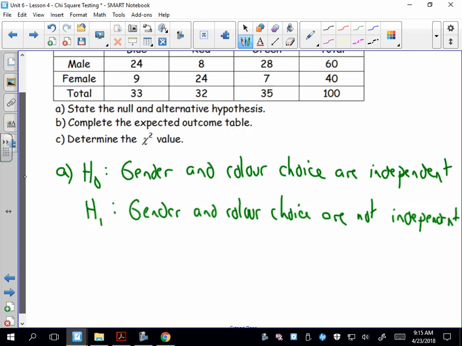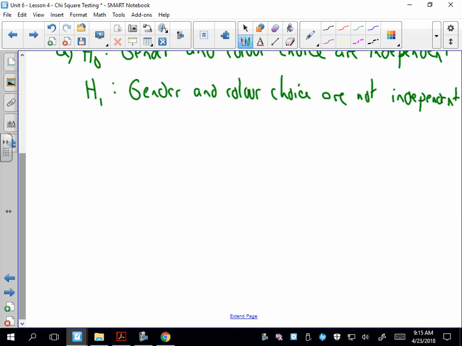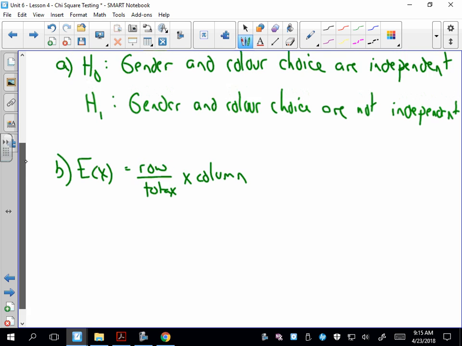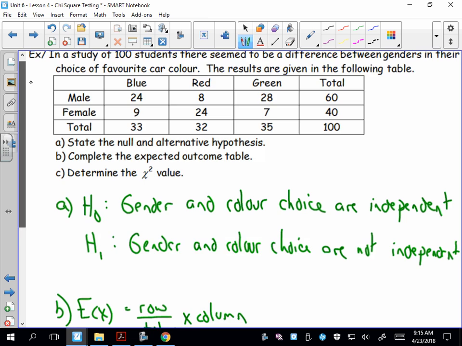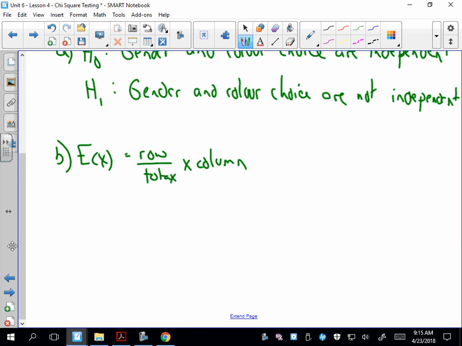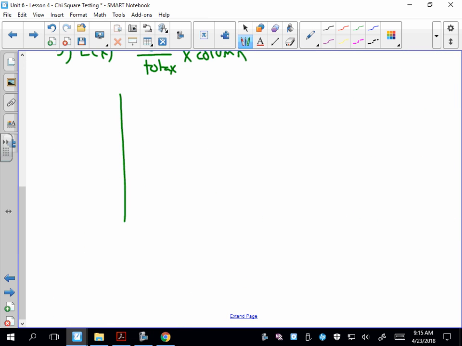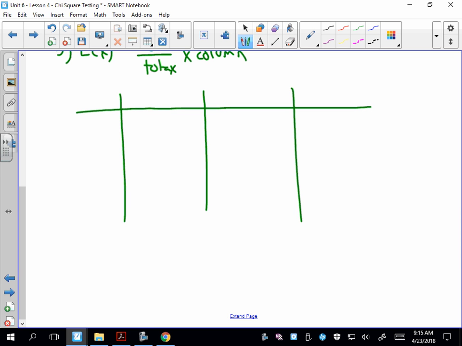Okay, our expected table, part B. As we said earlier, to find an expected table, we're going to find proportions: our row divided by the total times the column. We're going to make the exact same table we had up here, blue, red, green, male, female, but we're going to base what we'd expect to see on proportions.